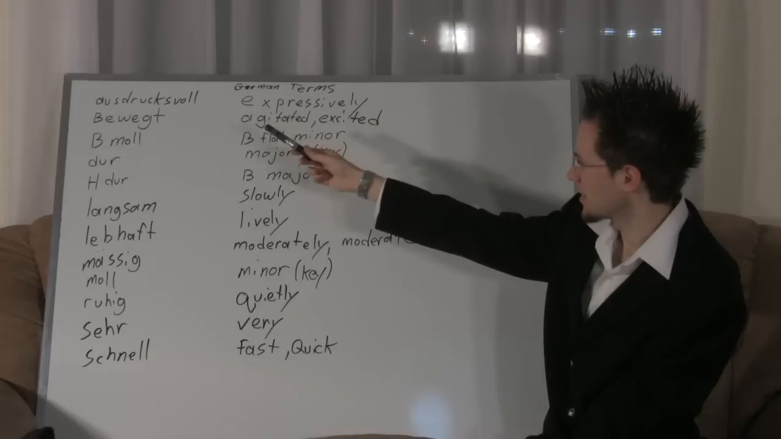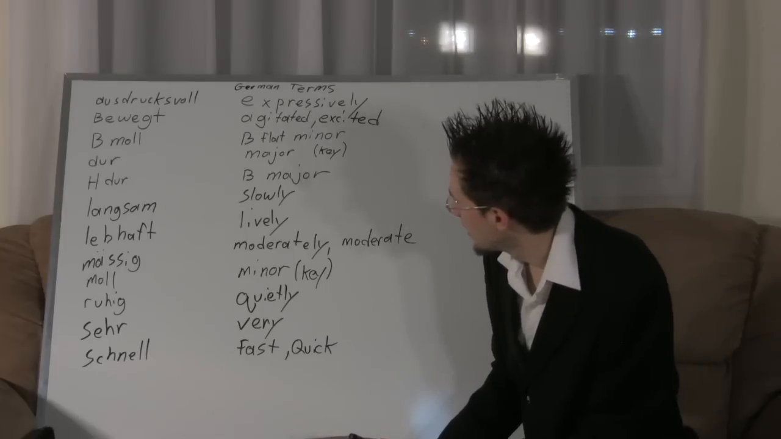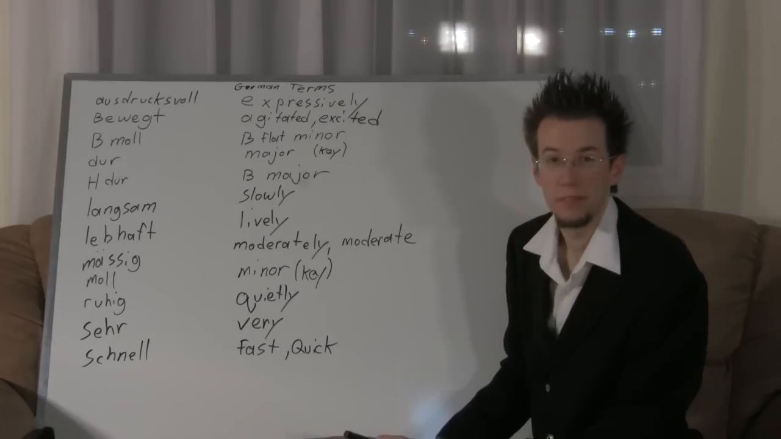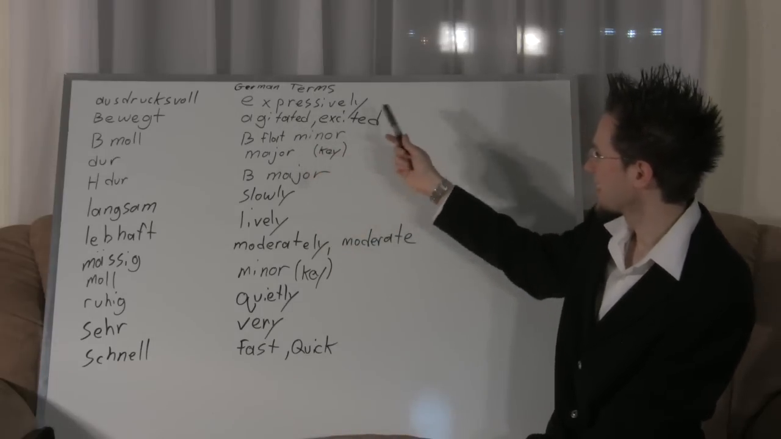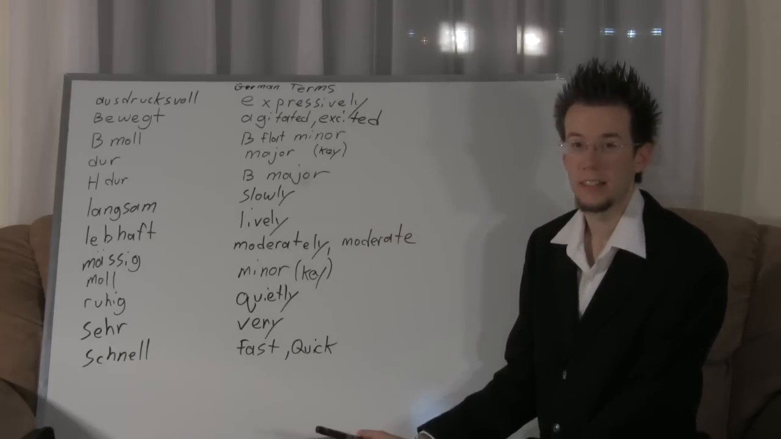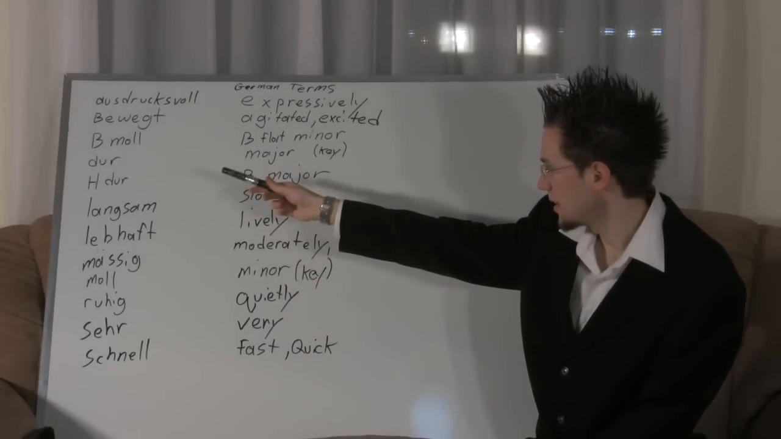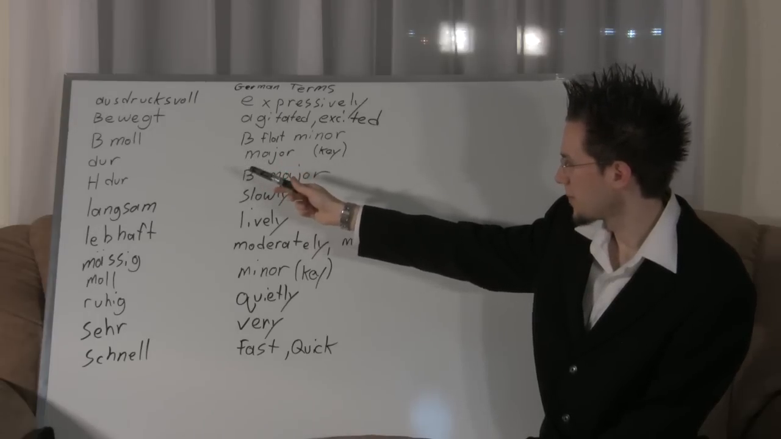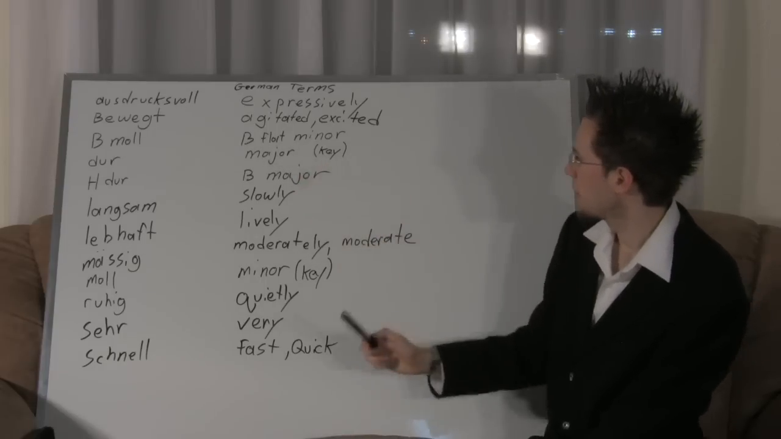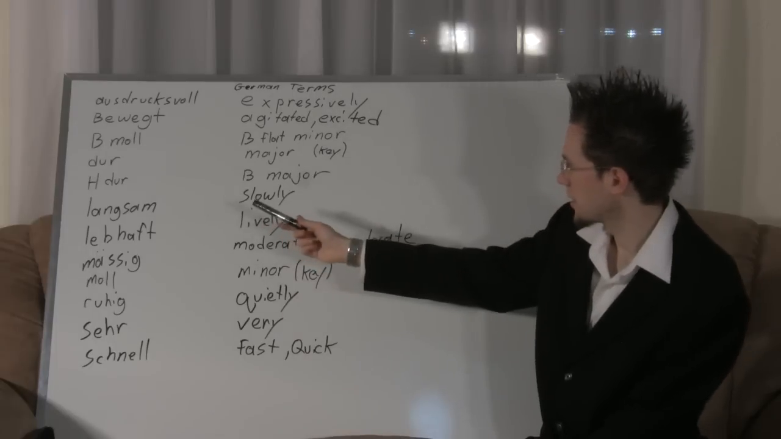Alright, so expressively is this Ausdrucksvoll or whatever one. So that's supposedly what it means. Then bewegt, maybe. Agitated or excited. B-E-W-E-G-T. I'll just repeat what it says in case you can't read it. So B and then space M-O-L-L, as in llama. And so it says B flat minor, that's what that one's supposed to be. Then dur is major key, and then H-dur is B major.